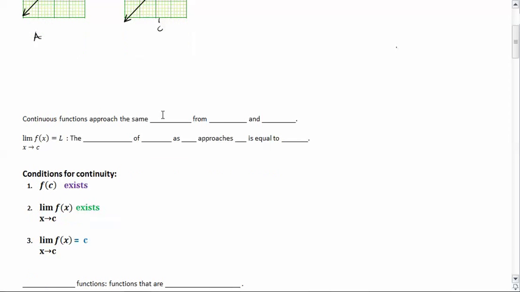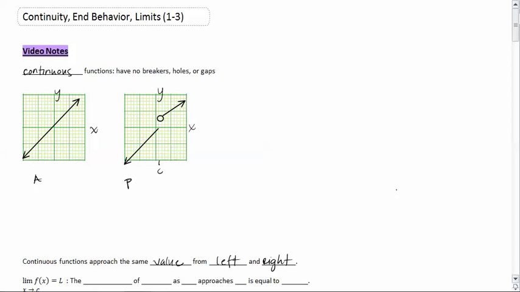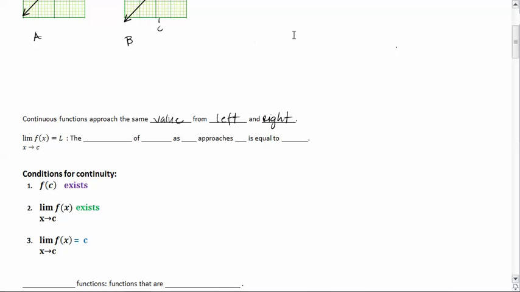So continuous functions approach the same value from left and right. So again, looking at that second graph, we can call him B. As we approach this value C, we have some value expected right here. But as we approach from the other side, from right to left, we would expect to get this value C up here. So in order to have a continuous function, you have to approach the same value from left and right. We talk about this with regards to limits.